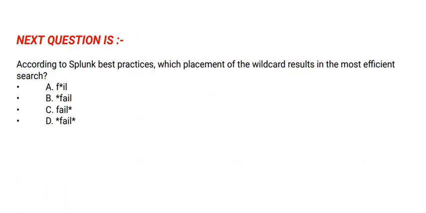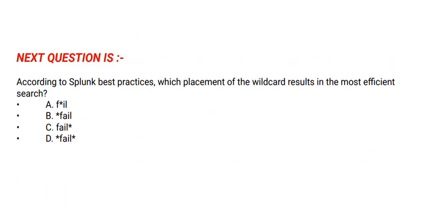The correct option is option D. Next question is, according to Splunk best practices, which placement of the wildcard results in the most efficient search? Options are: Option A, F*IL. Option B, *FAIL. Option C, FAIL*. And option D, *FAIL*.